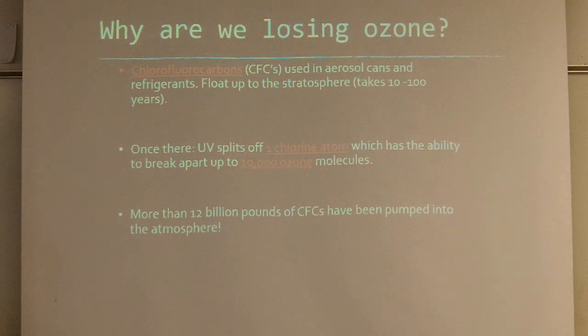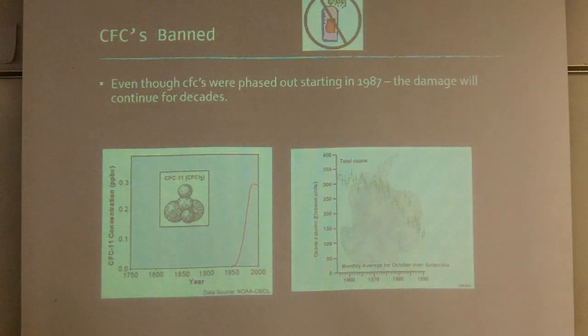We have released more than 12 billion pounds of CFCs into the atmosphere since the 1920s. So there's an abundance up there to wreak havoc on the stratosphere, and it has done so. Even though CFCs were phased out starting in 1987, the damage will continue for decades. It takes a long time for these things to stop destroying the ozone molecules, and some are still, like I said, ascending up into the atmosphere.